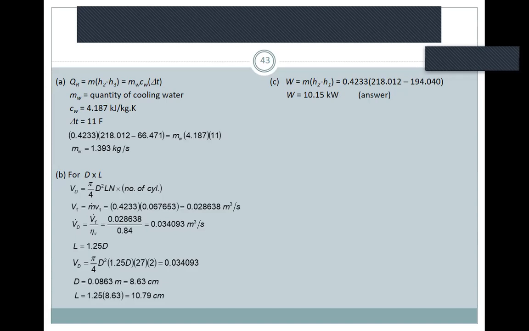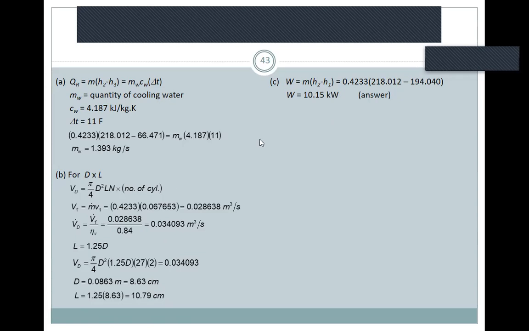Wait lang. So W is equal to M times h sub 2 minus h sub 1, is equal to 0.4233 times 218.012 minus 194.04. So W is equal to 10.15 kilowatt. Ito yung power input mo. So this is the answer. And ang sagot mo dito is dalawa. Pag sinagot mo, hindi nakalimutan mo lagyan ng L, so mali ka, di ba? Hindi pwede consider isa lang. Itong isa lang ang sagot mo, diameter lang, wala kang length. Tapos ito tama to, 1 point. So hindi na yung pwede.